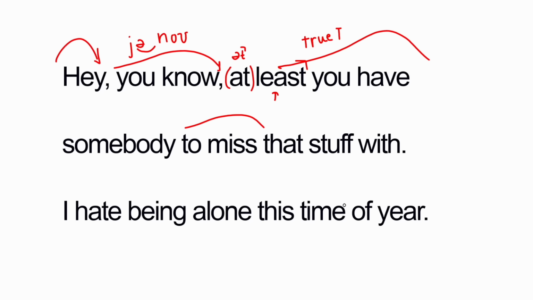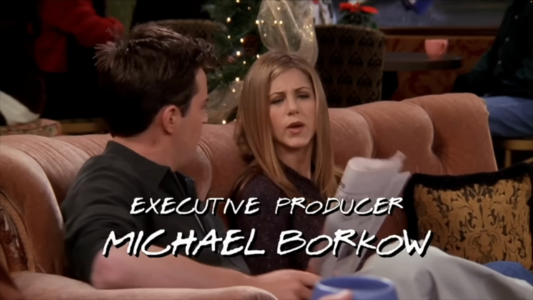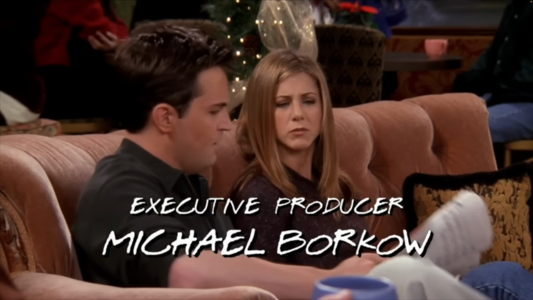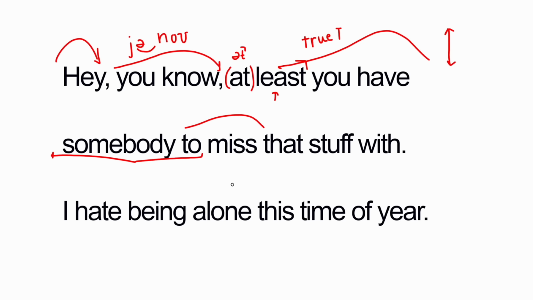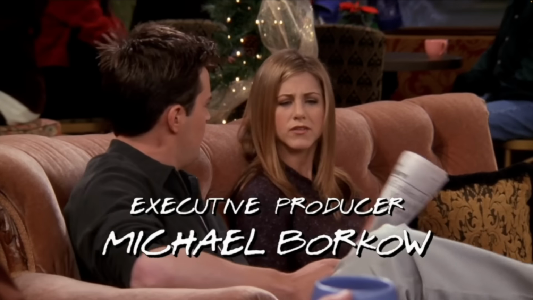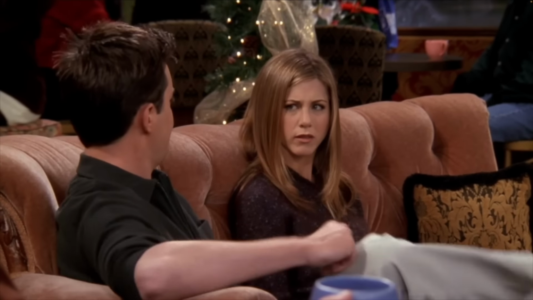Have somebody to. So have, much longer, much clearer. Somebody to, said really quickly. And we don't have the pitch variation, right? Have. We have a lot of pitch variation, up and down. Somebody to, unstressed, much flatter. And again, the word to pronounced flap T, schwa. Somebody to miss that stuff with.